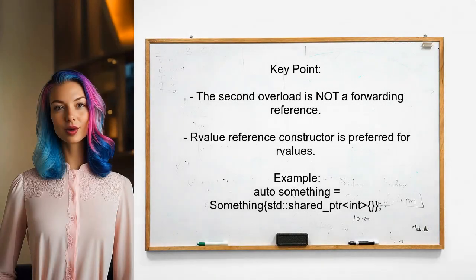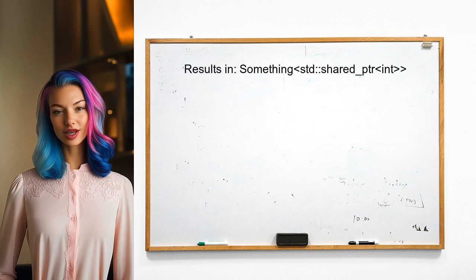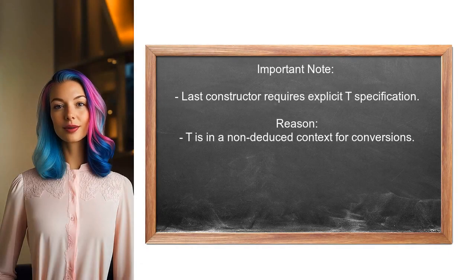The user clarifies that the second overload in the constructor is not a forwarding reference, which is an important distinction. When instantiating with an R-value, the R-value reference constructor is preferred, leading to the correct specialization of the class template. They also confirm that the last constructor cannot be called without explicitly specifying the type parameter t. This is because t is in a non-deduced context, which is necessary for conversions.